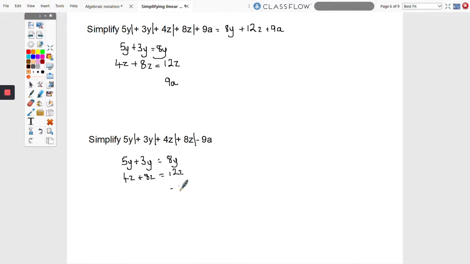And then I've just got that minus 9a, that negative 9a on its own at the end, with nothing to add or subtract from it or to it, because I have no more terms in a. So I have 8y add 12z, subtract 9a.